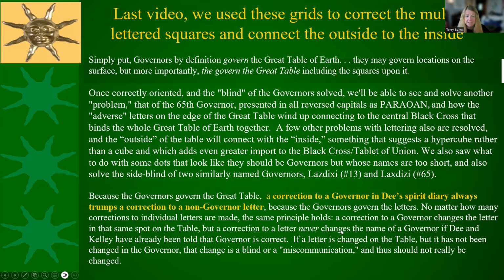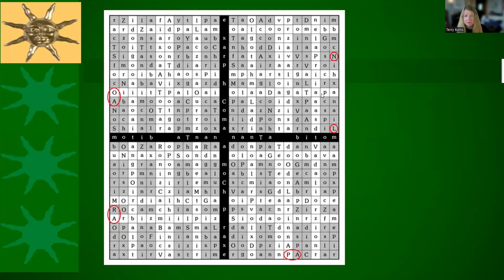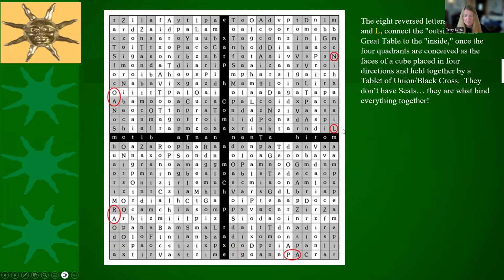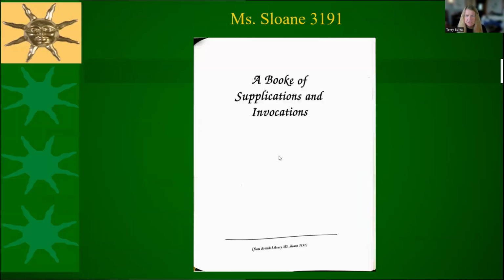But the idea again is the governors govern the Great Table. A correction to a governor in Dee's Spirit Diary always trumps a correction to a non-governor letter. And you wind up with some very special governors that don't have seals, that is Parawan and Elixarape on the outside. And you have three governors that are here, but they're broken up in terms of letters a bit differently. We'll say why that is in a moment. But they're what bind everything together.